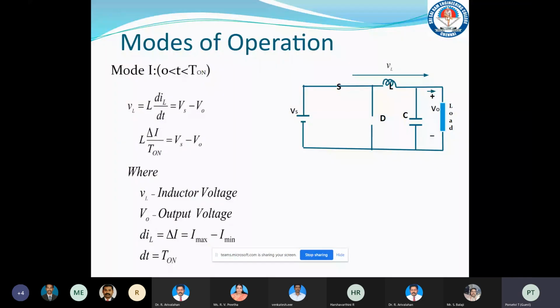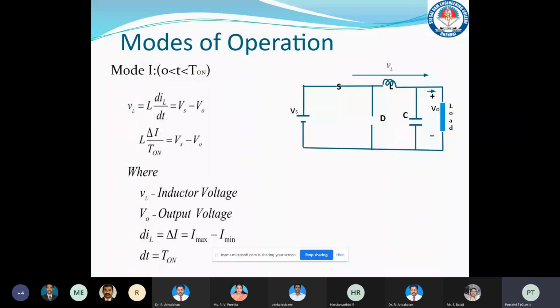So we will now write the equations which govern mode 1 and mode 2. During mode 1, which exists between 0 to T on, we can write the inductor voltage VL, which is equal to L into dIL by dt. That can be written as the difference between the voltages Vs and V0. So L into dIL by dt is equal to Vs minus V0.